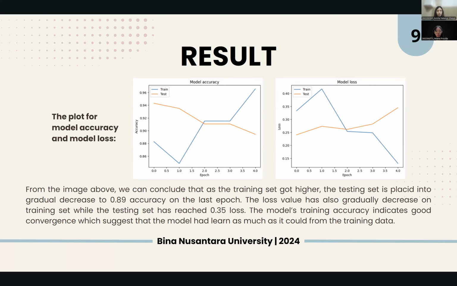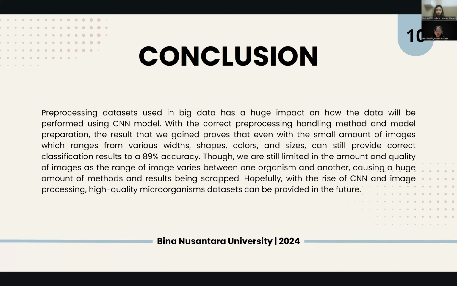Here are the plots for model accuracy and our model loss. From the image above, we can conclude that as the training accuracy got higher, the testing accuracy settled into a gradual decrease to 0.89 accuracy on the last epoch. The loss value has also gradually decreased on the training set, while the testing set has reached 0.35 loss. The model training accuracy indicates good convergence, which suggests that the model has learned as much as it could from the training data. In conclusion, preprocessing datasets used in big data has a huge impact on how the data will perform using a CNN model.